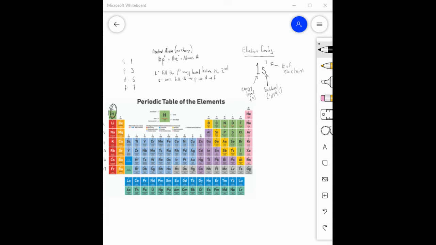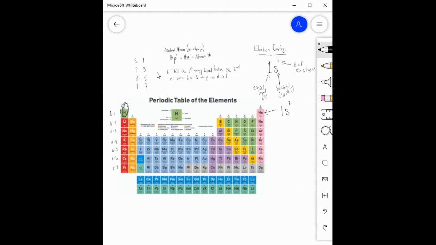Okay, and so what we do is we're just going to keep adding these electrons. So if we look at helium, it's in the n equals 1 energy level. It's in the s sublevel, and it has 2 electrons.